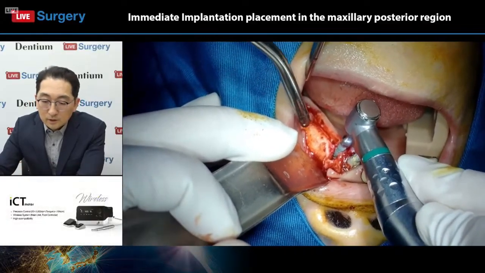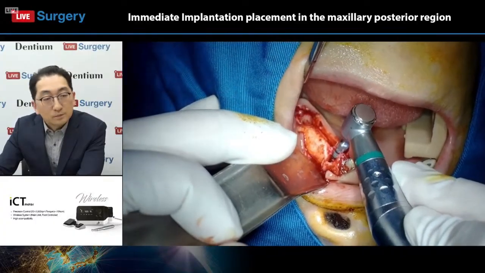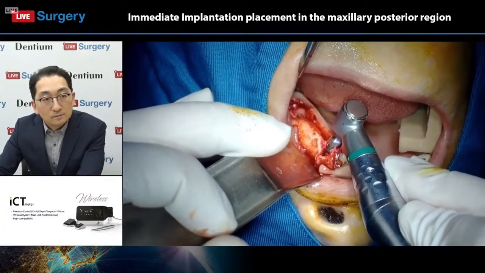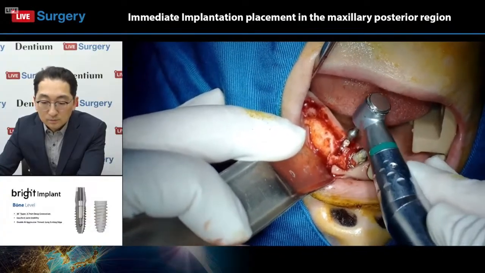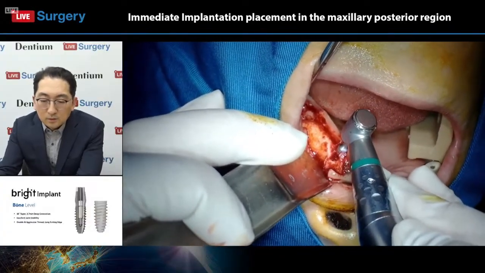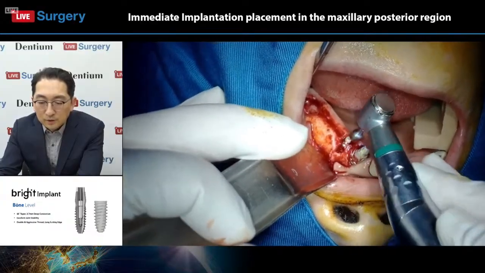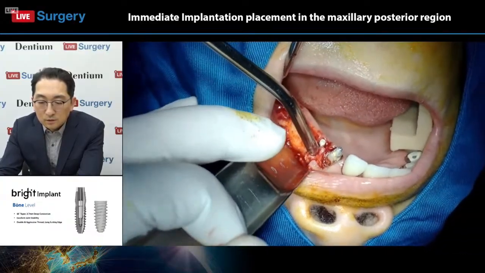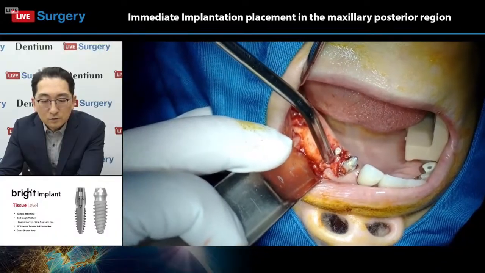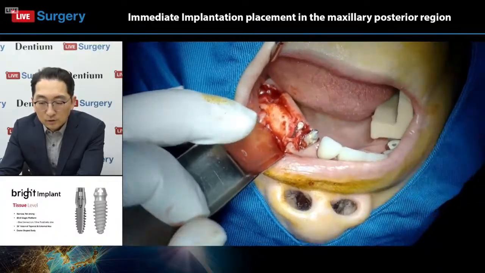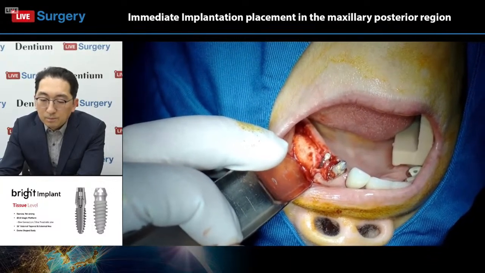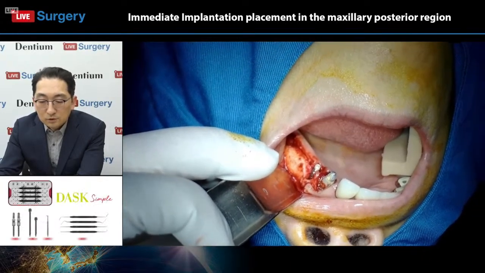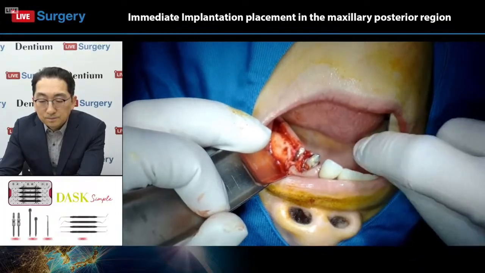The 3 millimeter diameter bright tissue level implant is being placed in the 24 extraction socket. The placement depth should be set so that the rough surface of the fixture is fully submerged within the alveolar bone. And I think the platform margin is positioned at the subgingival level.